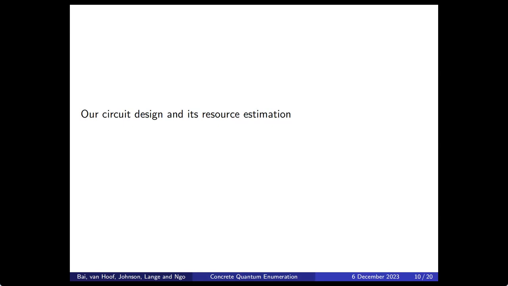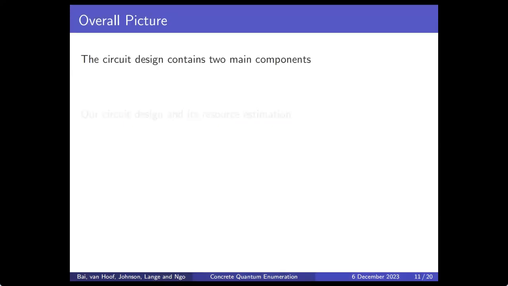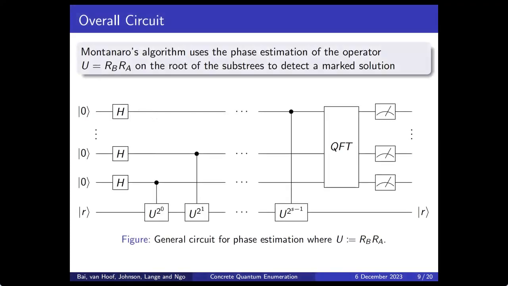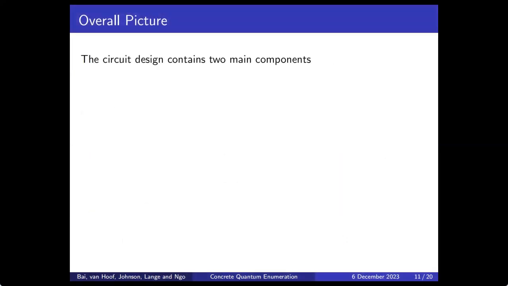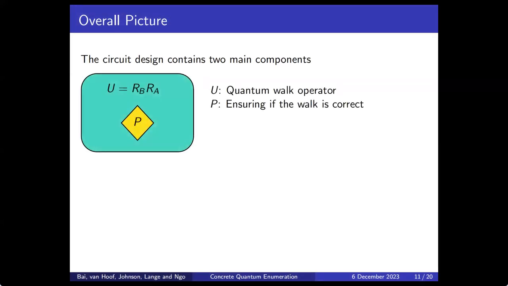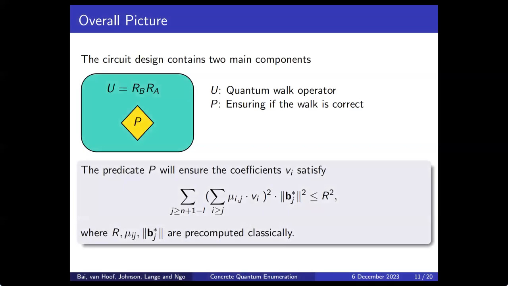Okay, so I will continue the talk, and I will talk about the circuit design and the phase estimation. So let's take a look at the overall picture. If you look back to this picture, we want to design a circuit for the operator U, where U equals R_B R_A. Inside the operator U, we have a predicate P. So what is the role of P? The role of P is to check if our box is correct. And so what is the condition that we use to design the predicate P?